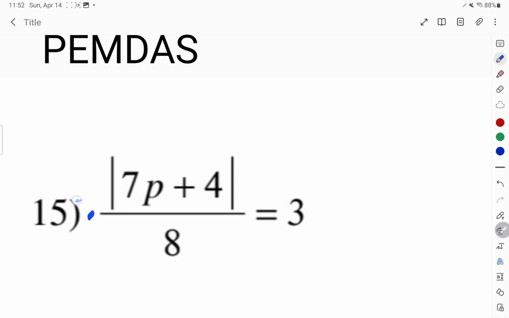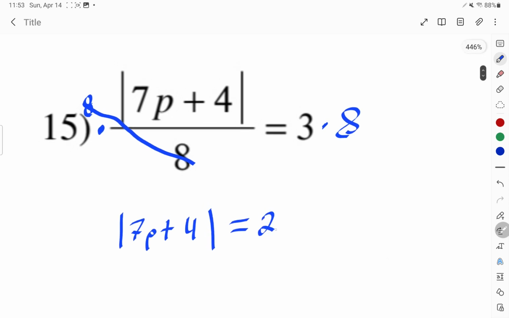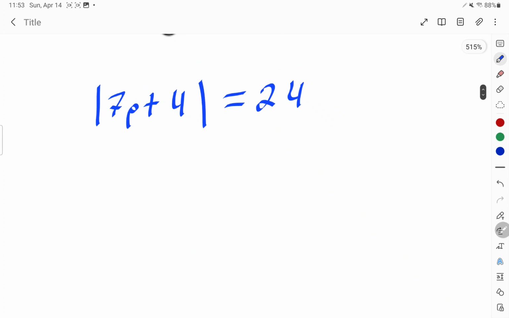So I'm going to multiply this side by 8, and also this side is going to be multiplied by 8. The 8's over here become 1. So now I have the absolute value of 7p plus 4 equals 24.